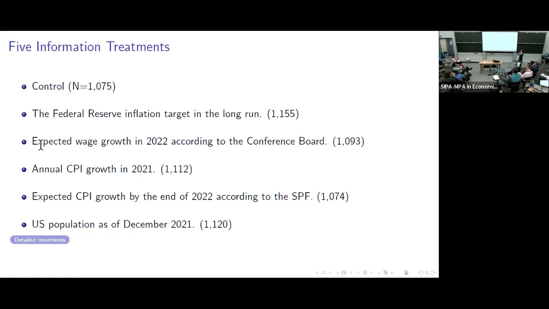Another group will be receiving some information about expected inflation by the end of 2022, according to the SPF. And there's going to be also a placebo group that receives some information regarding the US population, that's there just to understand whether people are reacting to any piece of information, regardless of whether that is related to what we're trying to get to here.